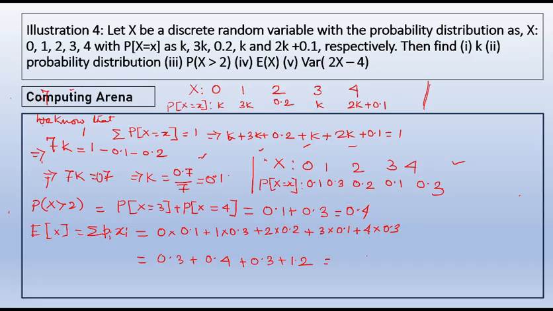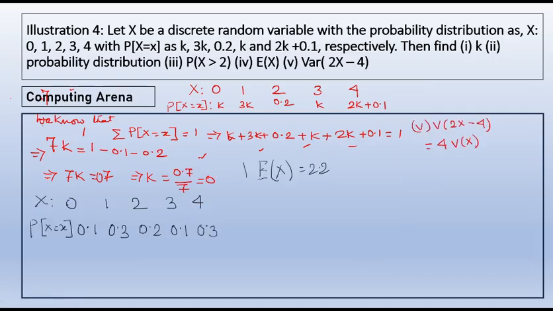So this is the expected value, 2.2. So this is the expected value of x. Lastly, we are to compute the variance of the term 2x minus 4, using the variance formula we studied earlier. Now, if we know variance of x, then this is done. So, we are out to compute variance of 2x minus 4.